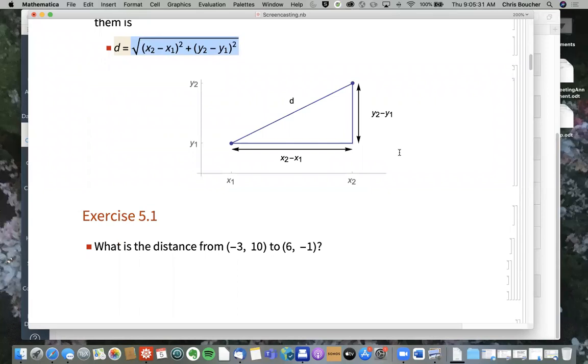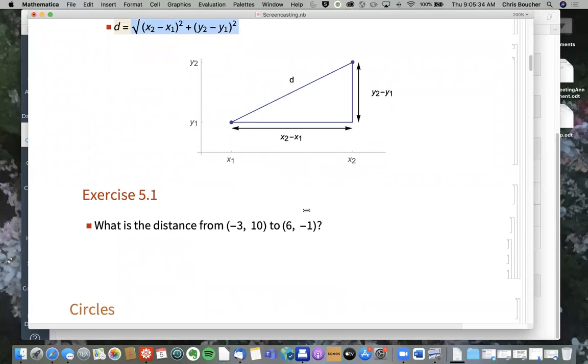Okay, so that's where the distance formula comes from. So we can use this to find distances. And in a more complicated way, we could use it to find perimeters of figures, right? We just find the distances from point to point around the figure. So how do I find the distance between these 2 points?